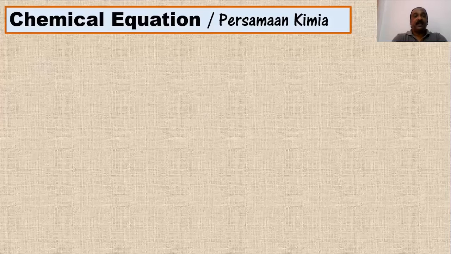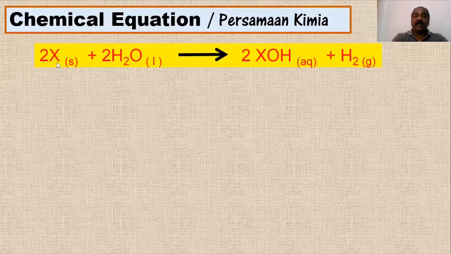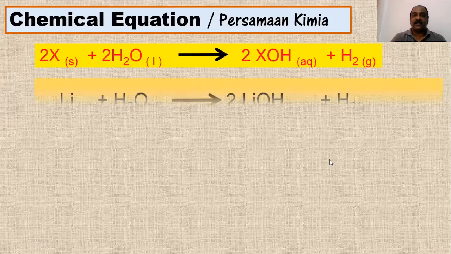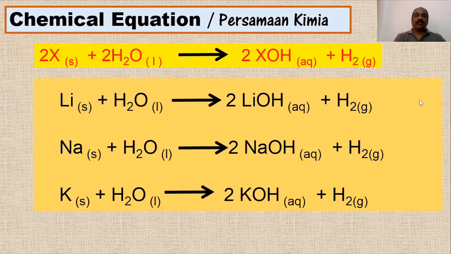So this is the one. The metal itself, just now metal oxide, now metal. React with water, produces alkaline solution. Solution must be aqueous. And hydrogen gas, H2. All right, so 3 equations. So let's check. These are the 3 equations.